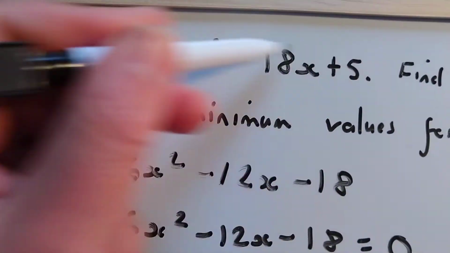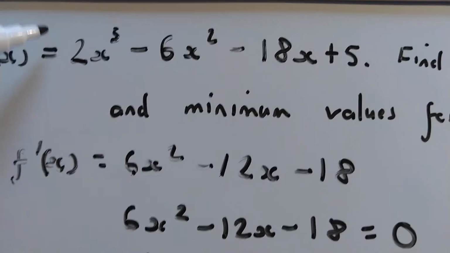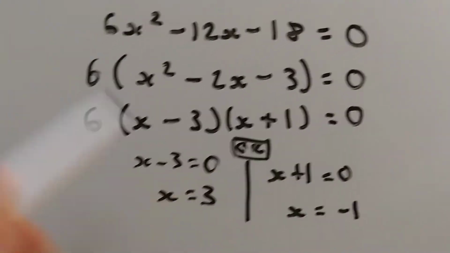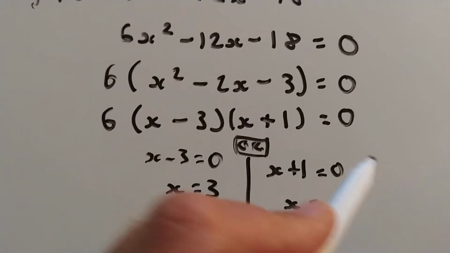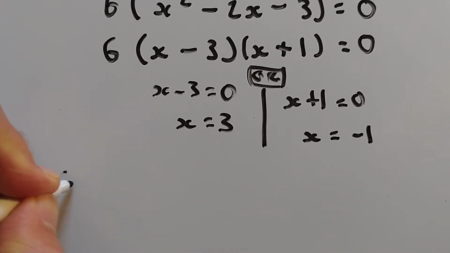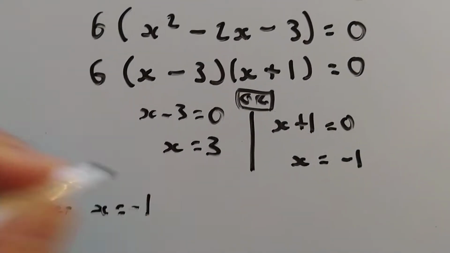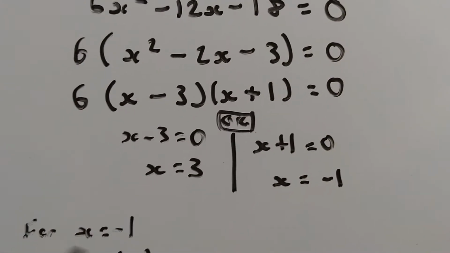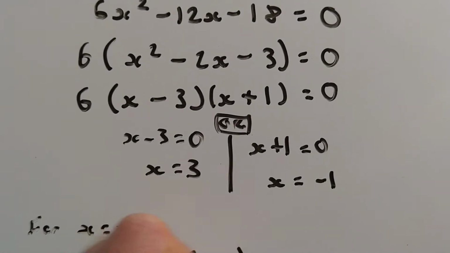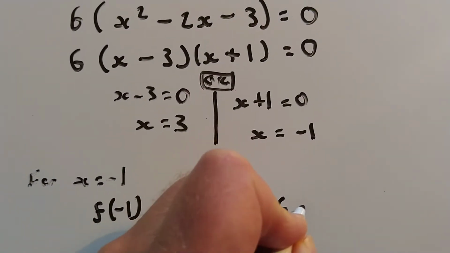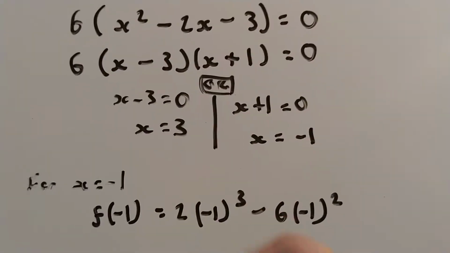I'm going to substitute them back into the first equation. First equation tells me y-coordinates, which is the same as values. Second equation, of course, is always gradients or rate of change. So, doesn't matter the order. I'm already working with the stationary point here, so I'm just going to keep going. So I'm going to go with x is negative 1. So for x is negative 1, original equation, f of negative 1, 2 lots of negative 1 cubed minus 6 lots of negative 1 squared.